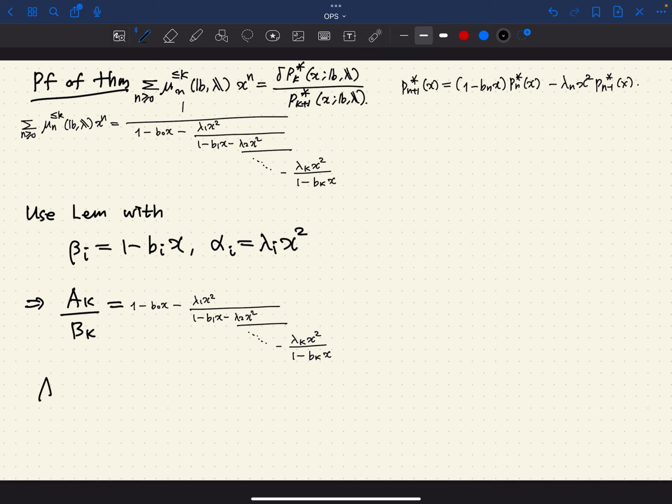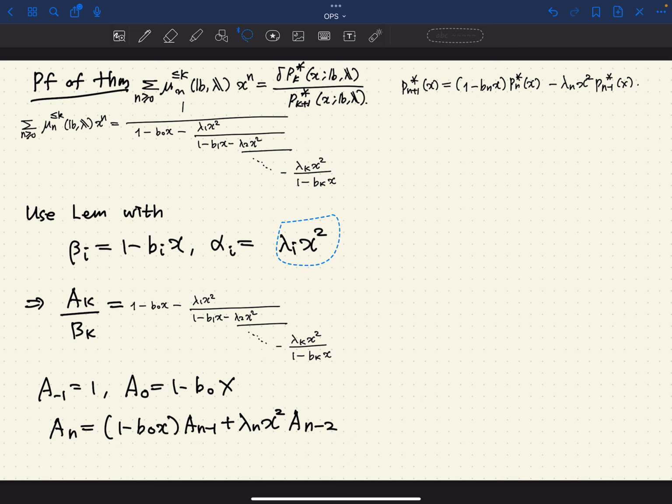AK, this is 1, A0 equals 1 minus B0 x. And the recurrence is AN equals 1 minus B0 x, because this is beta, AN minus 1, lambda n x squared, AN minus 2. I think I made a mistake here. It must be minus. Yeah, this is minus. This is minus. Okay? Yeah.